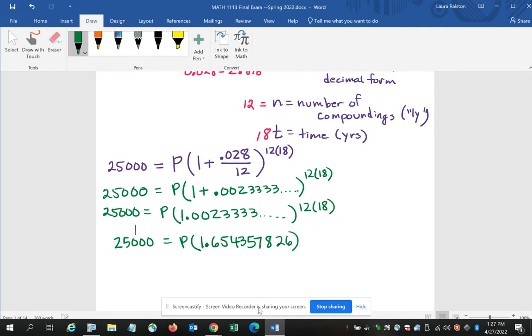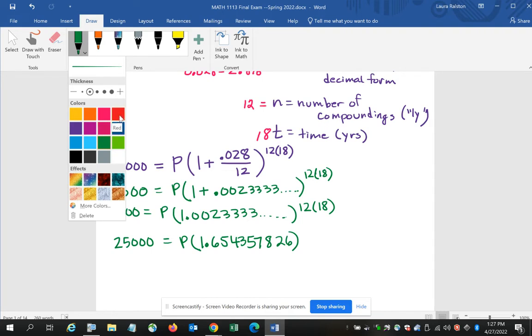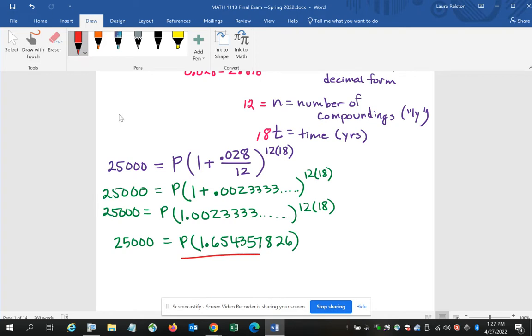7826. Okay, remember I'm trying to solve for P. So then to solve for P, I'm going to divide both sides by that value. You want to carry the decimals with you till you get to the very end.